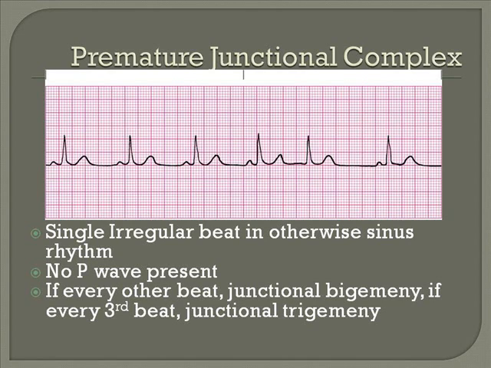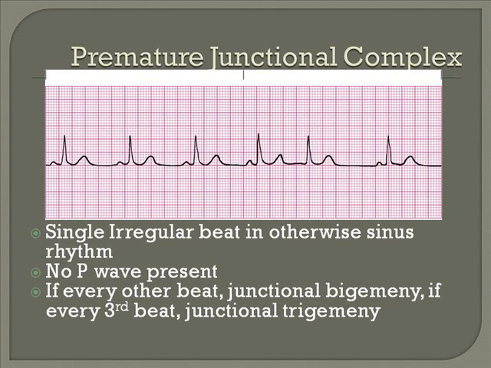The QRS being less than 0.1. And just like with atrial bigeminy and trigeminy, we can have junctional bigeminy and trigeminy. Again, every other beat would be called junctional bigeminy. Every third beat would be junctional trigeminy. You usually want to identify the underlying rhythm first.